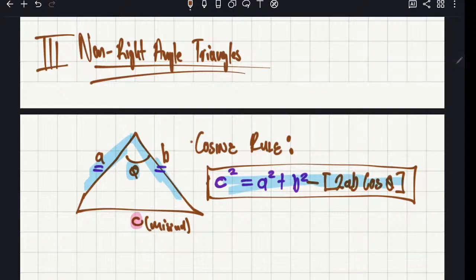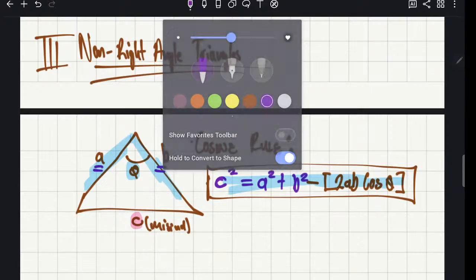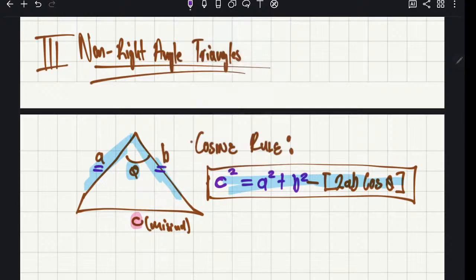Right. This is how I need you to write it. Make sure you have it written down. I definitely need you to make sure you have it.